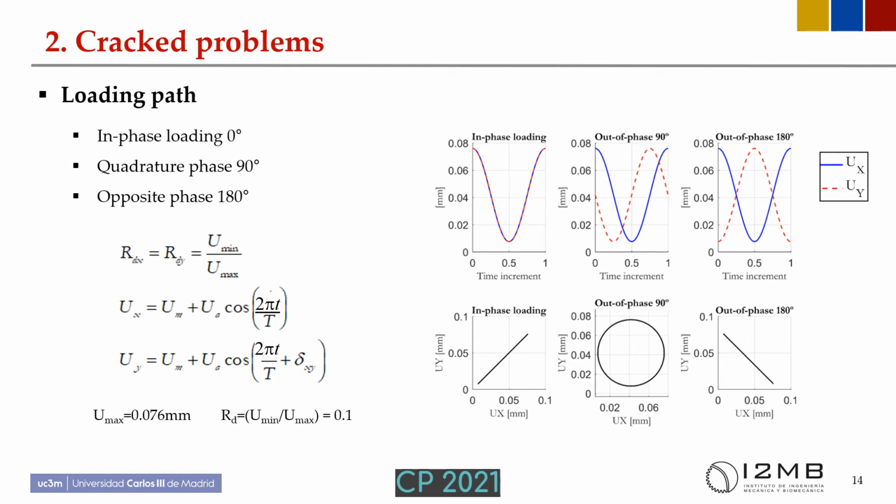Here we can see the three cases that we have studied, the three phase angles. The first one is in-phase loading, which means that both of the arms are loaded at the same time. We can see on the first figure how the loading path is. Then the second case is a quadrature phase of 90 degrees. Here we can observe the loading paths, and in the last figure we have studied the opposite phase with a phase angle of 180 degrees. These are the three cases that we have studied in this specimen.